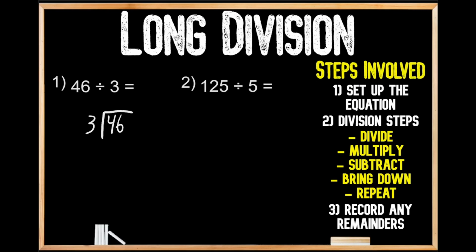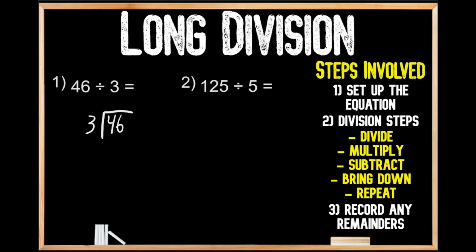Since we've set up the equation, we can move on to step number 2, where we're going to begin the step-by-step process of dividing whole numbers. We're going to divide, multiply, subtract, bring down, and repeat that process from left to right in order for us to actually divide these numbers. I know that that sounds like a lot, but as we start to work through this, you're going to see that it's actually not as complex as you think it might be.